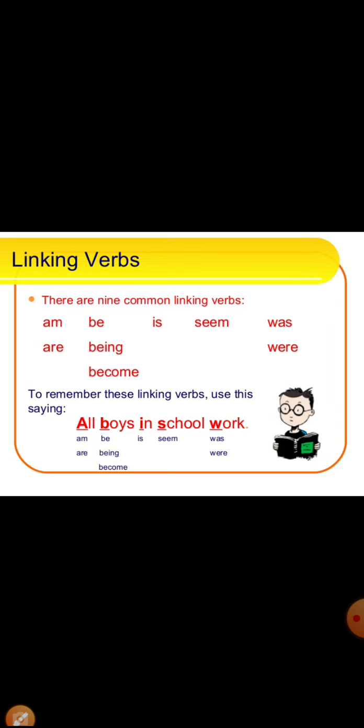I is for is, S is for seem, and W is for was and were. So all these are the 9 linking verbs.